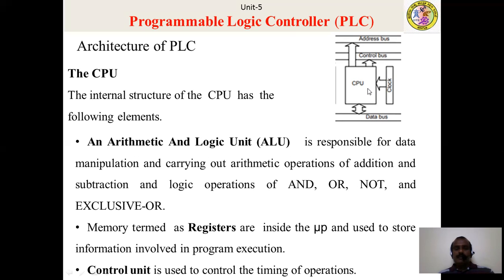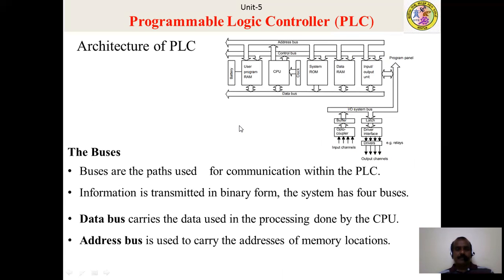Memory, termed as registers, is present inside the microprocessor, and it is used to store information involved in the program execution. There is a control unit which is used to control the timing of operations. The buses are nothing but the paths used for communication within the PLC. The information is transferred in the PLC in binary form.